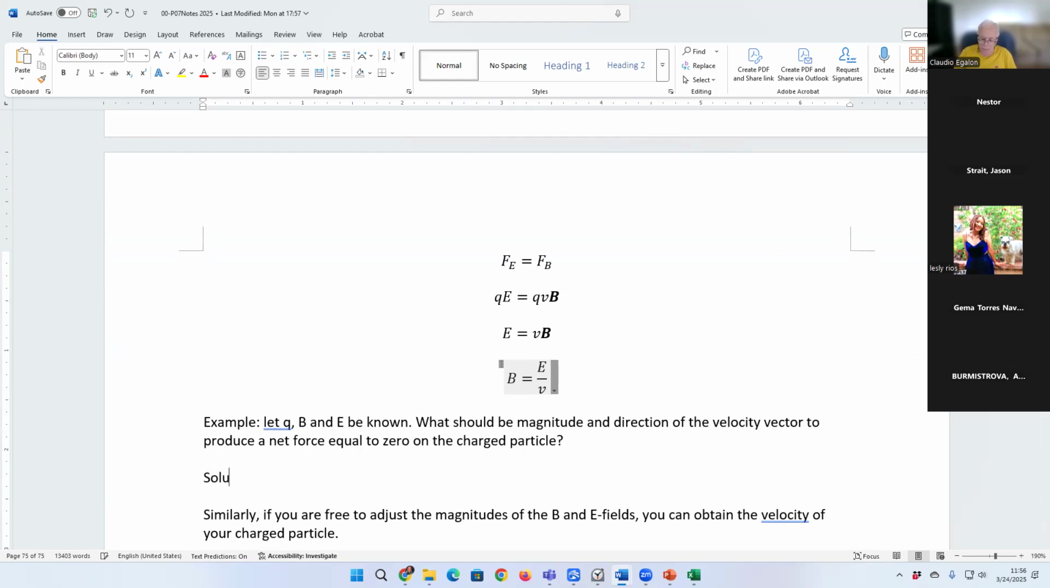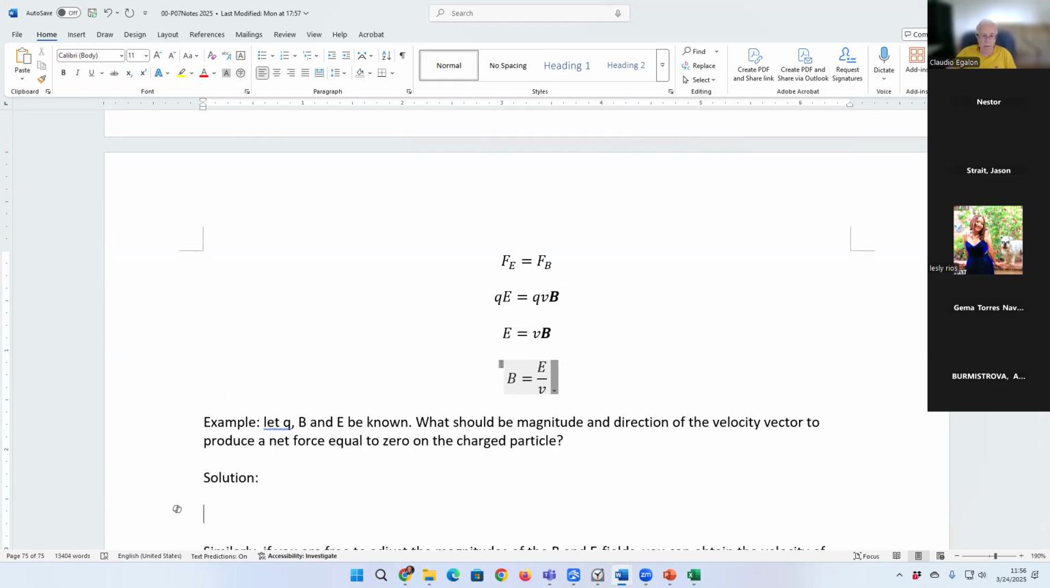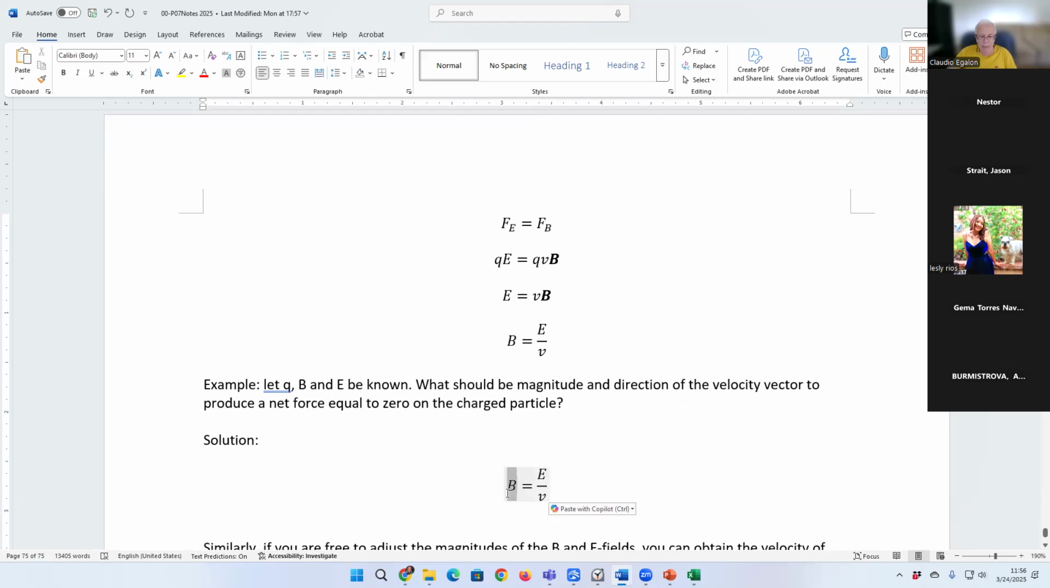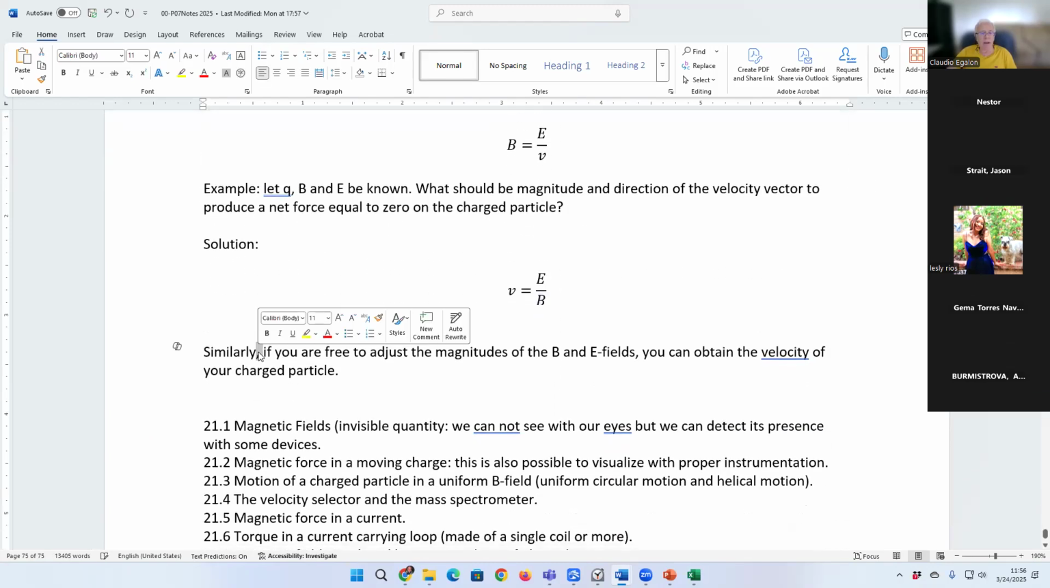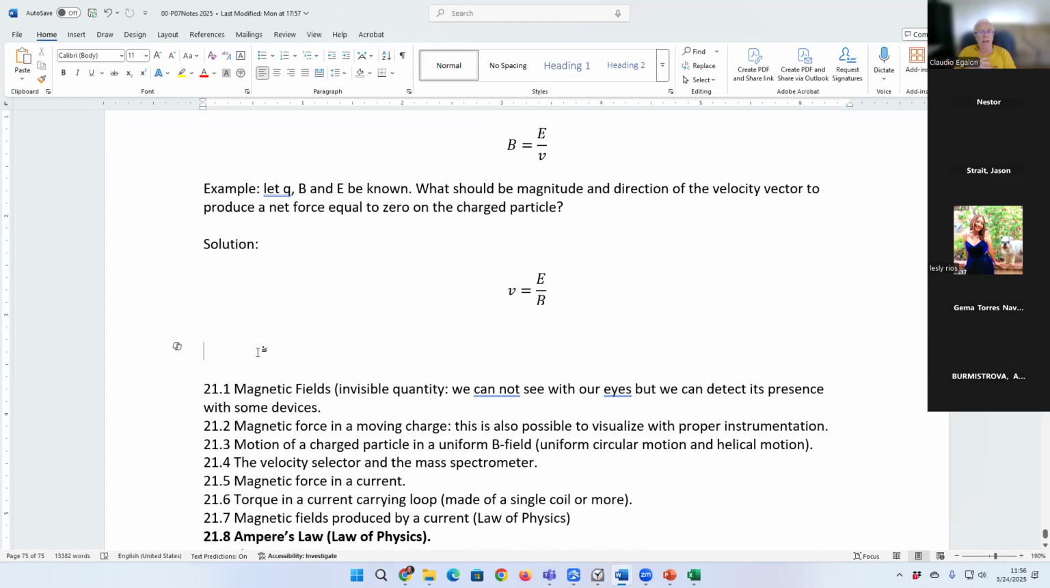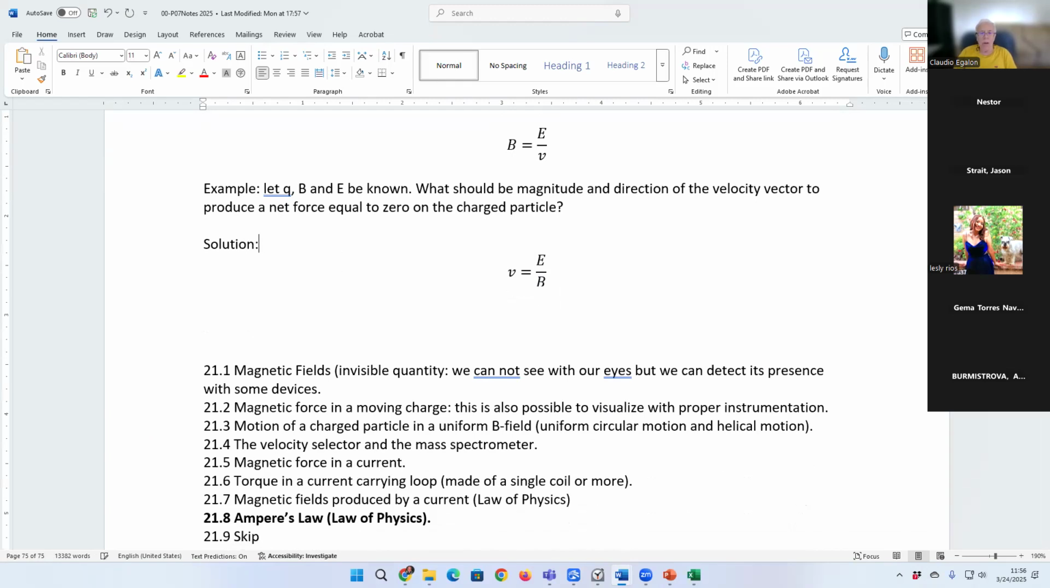Solution: the velocity should be E divided by B. So you can build a device in which you control the magnetic and electric field. You can fly it in space to find out the velocity of your charged particles that go through the velocity selector.